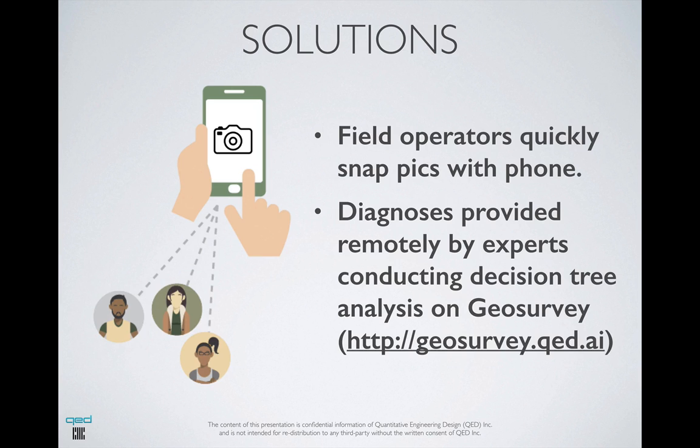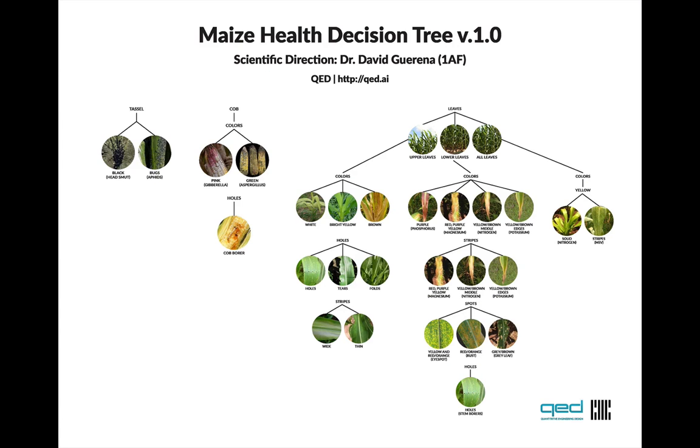So what do we mean by decision tree analysis? These are some of the trees that were provided to us by Dr. David Guarena, and here you can see that simply by looking at the pictures and working your way down these trees, you can potentially diagnose what is wrong with a plant, again, if the problems are extreme enough to see.